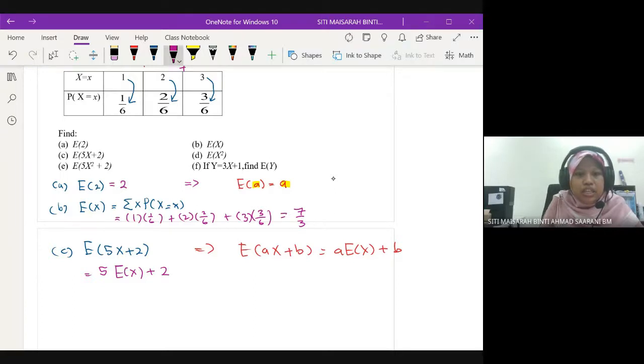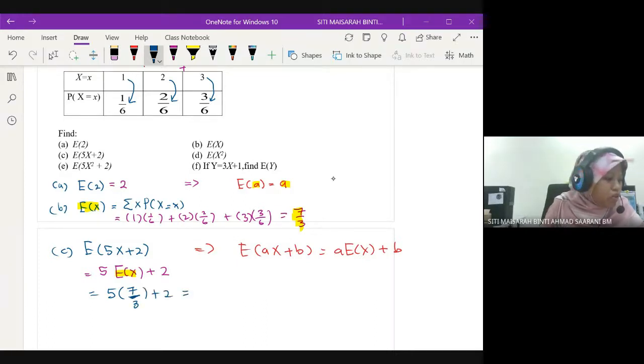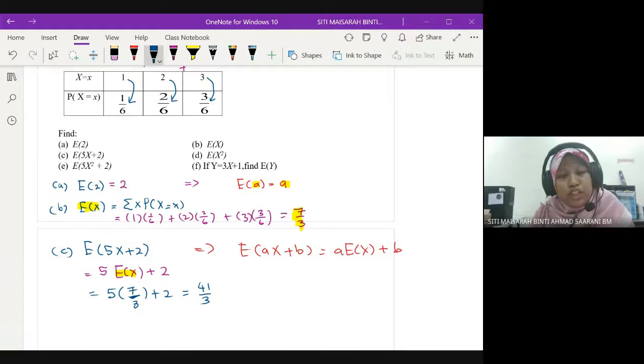So EX kat sini, we need to substitute with 7/3. So kat sini kita dapat dekat B, EX is 7/3. So then E5X plus 2 is 5 multiplied by 7/3 plus 2. So then we calculate 5 multiplied by 7/3 plus 2, we get 41/3. So dari C kita dapat 41/3. Alright, so then for D pula, we want to find EX square.